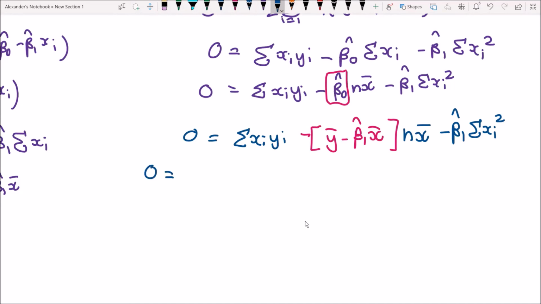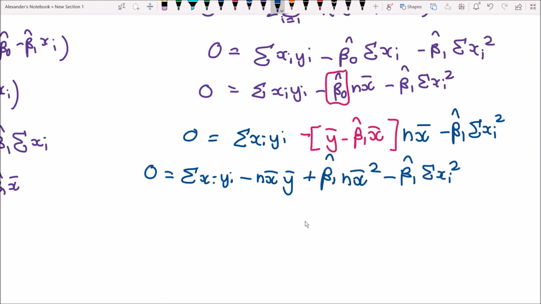So 0 is going to be equal to the summation of xi yi. Let's expand these brackets. So it becomes negative n x bar y bar, because we're multiplying out the y bar with negative 1 and n x bar. And the next one is negative times negative, which is positive beta 1 hat n x bar squared, negative beta 1 hat as the summation of xi squared. So we can see over here, we have a familiar friend, and we have something that involves beta 1 hat in this term and a beta 1 hat in this term.